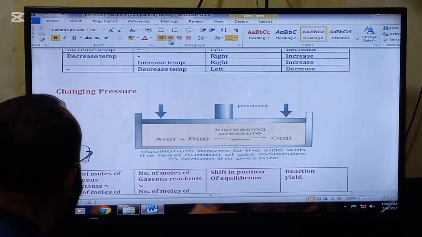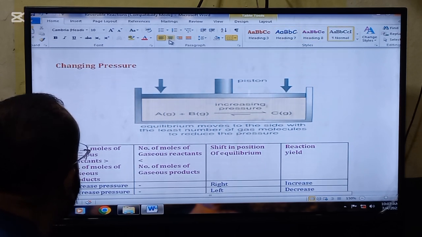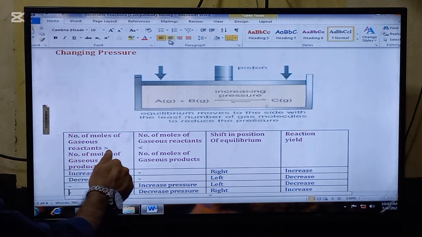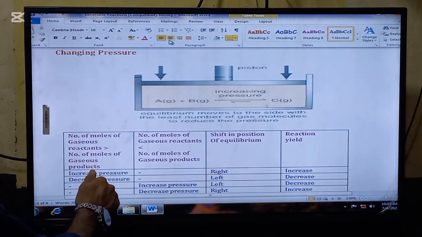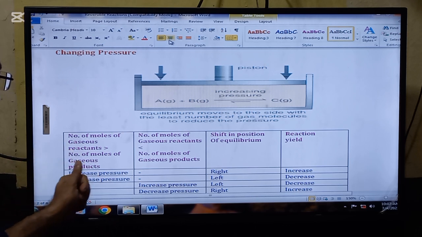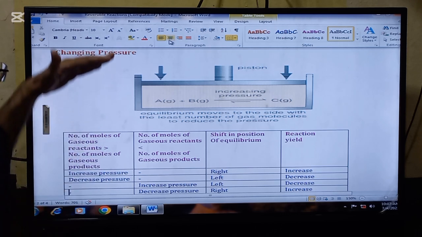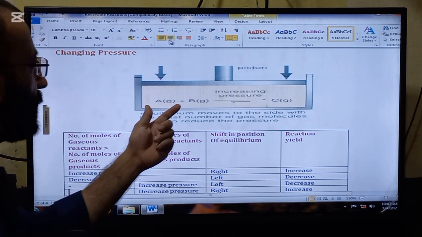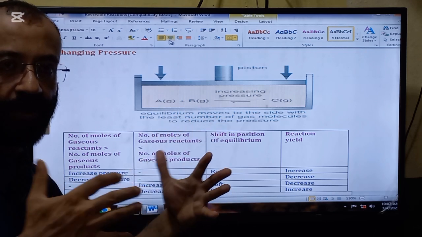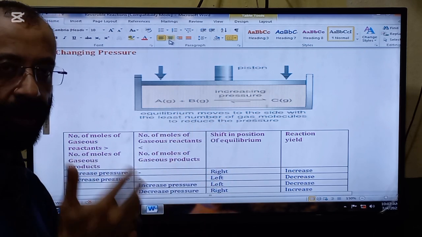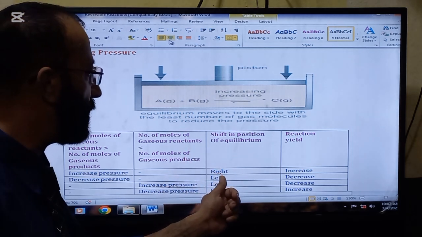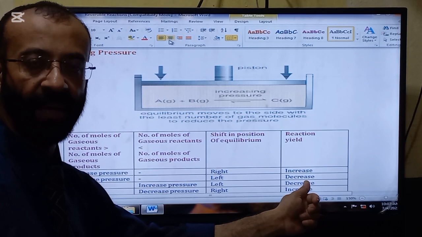Next thing that we are going to read is the changing pressure. If the number of the moles of the gaseous reactants are greater than the number of the moles of the gaseous products, in simple words, the number of the moles of the reactants is greater than the number of the moles of the products, then if you increase the pressure, the gas molecules will come closer. They will collide with each other more frequently. More effective collisions will be there. So the shift in the position of the equilibrium will be towards right, and reaction yield will be increased.